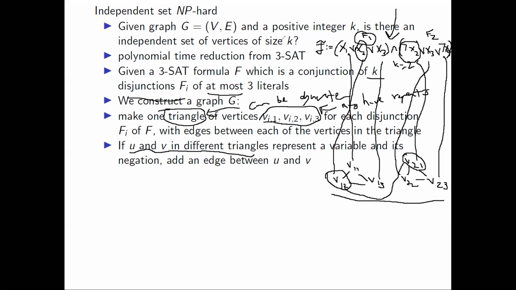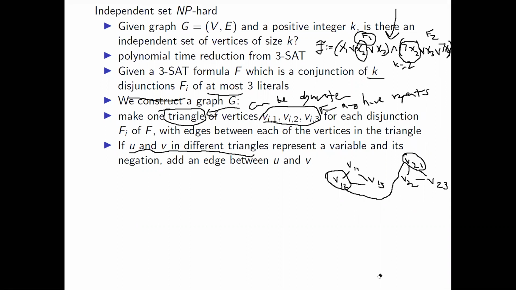And I'm going to erase some stuff now so we can see it better. Okay. So that's what our graph looks like, corresponding to the formula F. And there's only those two vertices that are in different triangles which have an edge between them, because those are the only two that represent a variable and its negation. And I'll mention again, if any of the disjunctions had fewer than 3 literals, instead of using a triangle, we would just use a K2 or a K1.